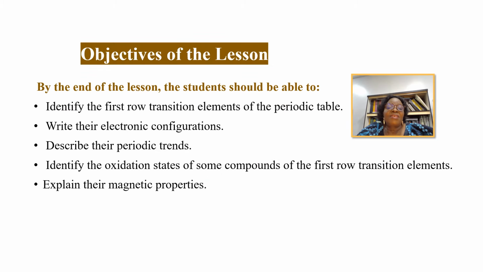The objective of the lesson: by the end of the lesson, the student should be able to identify the first row transition elements of the periodic table, write their electronic configuration, describe their periodic trend, identify the oxidation states of some compounds of the first row transition elements, and explain their magnetic properties.